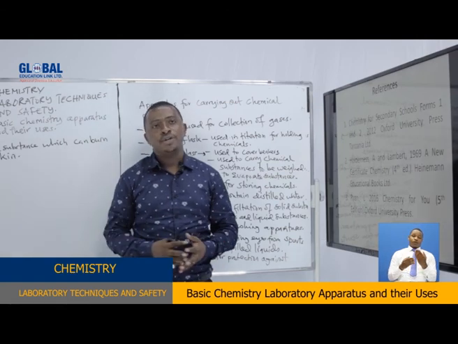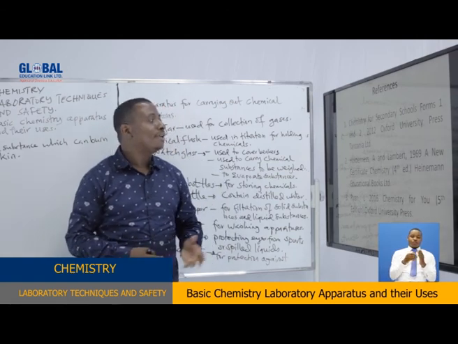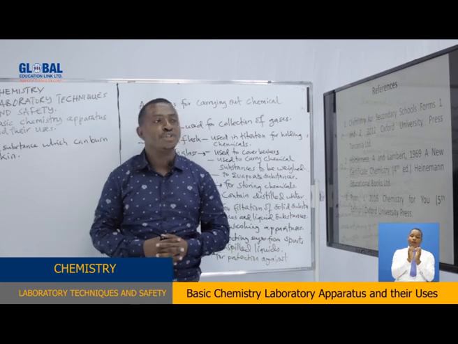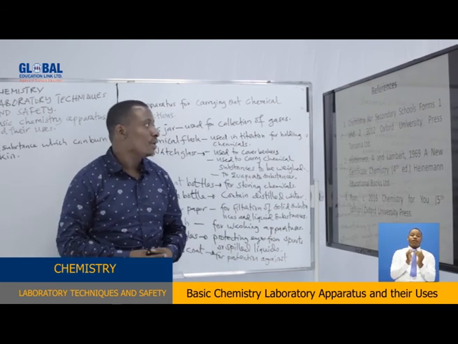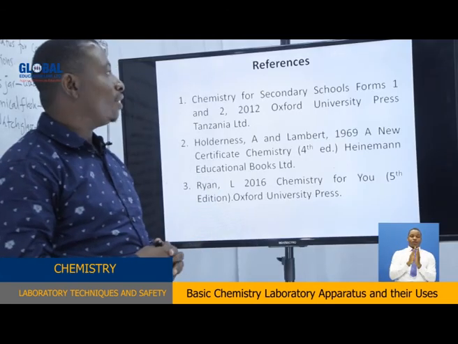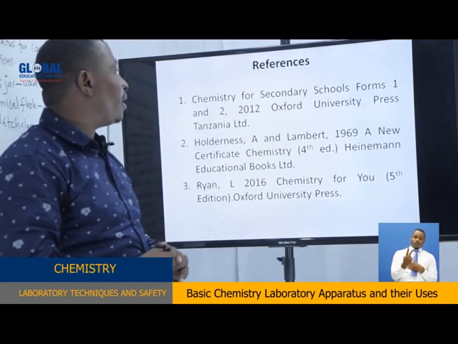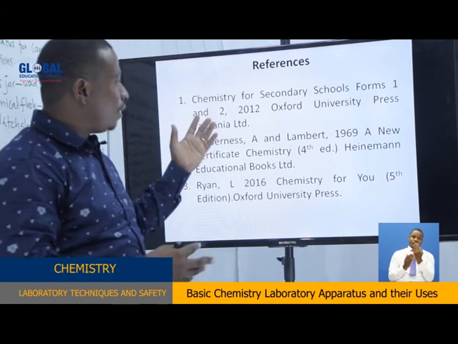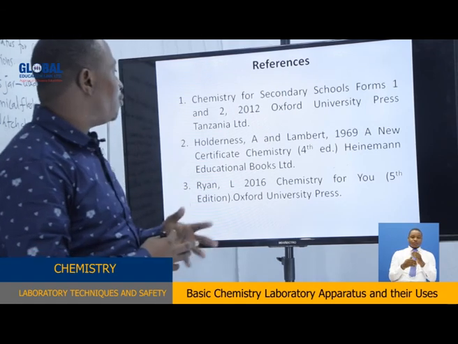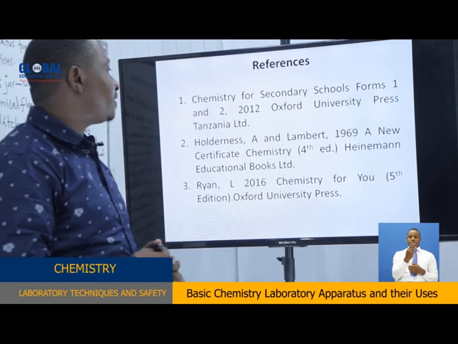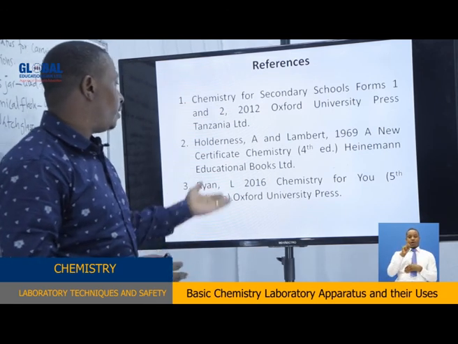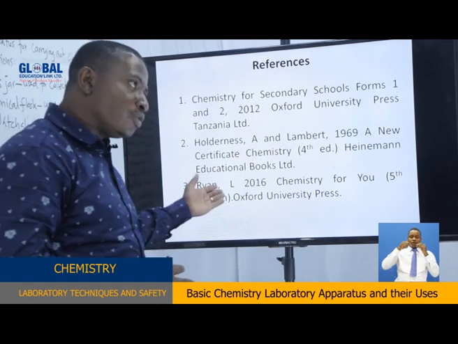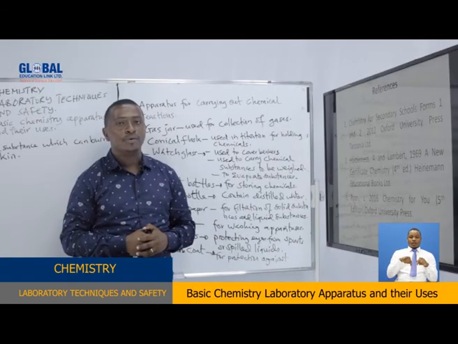Dear students, you will have to consult some references so as to get more knowledge on basic chemistry laboratory apparatuses and their uses. You have Chemistry for Secondary Schools, Form 1 and 2, by Oxford University Press. Go and find that book. You have the other book, which is Holderness and Lambert. You go and find it. And the other one is Lion, Chemistry for You. You go and find that kind of book.